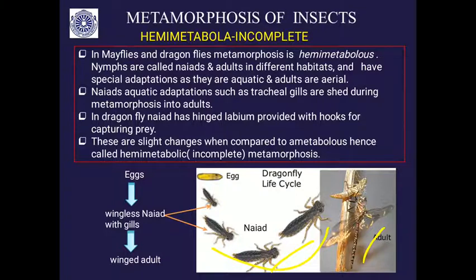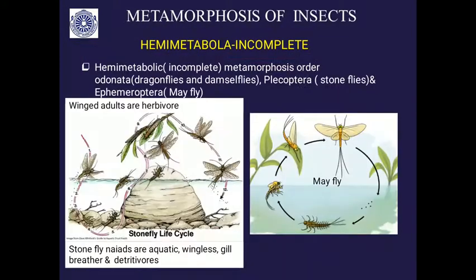There is a change, and that's why it is called the incomplete metamorphosis or hemimetabolous. So what you see from egg, then you can see the wingless nymph with the gills, that is in the aquatic medium or habitat. Then when it is transformed into the adult, they will get the wings, winged adult.